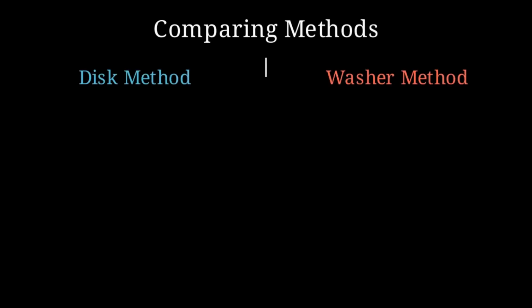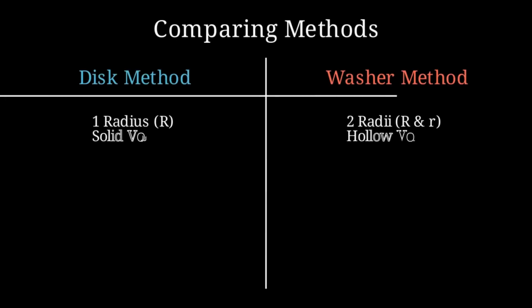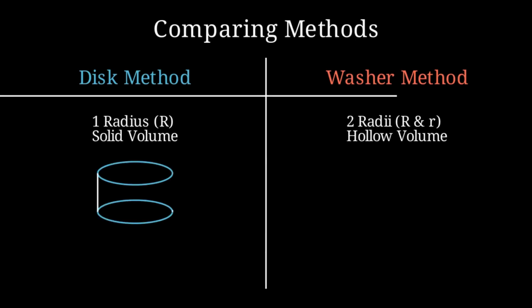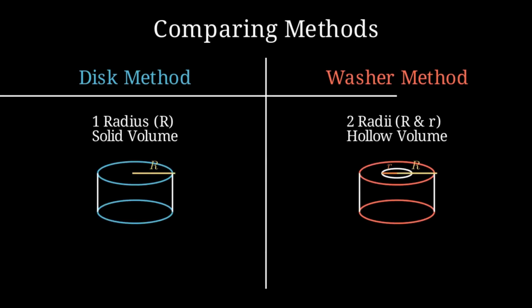How do you know when to use the washer method? If there is a gap between your shaded region and the axis of rotation, you will have a hole in your solid, requiring the washer method. If the region is flush against the axis, the inner radius is 0, and it simplifies to the disk method.